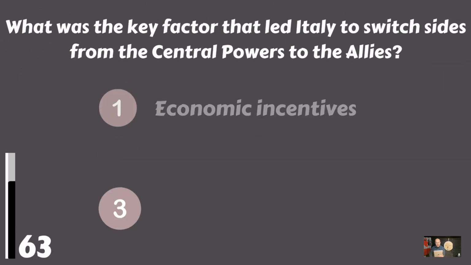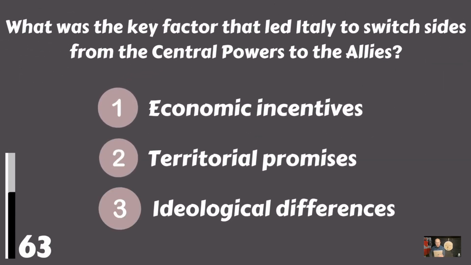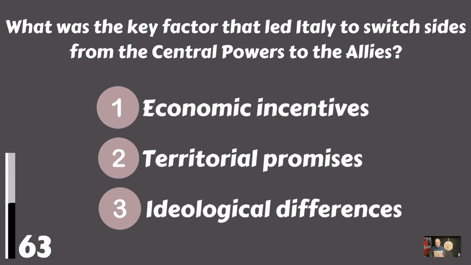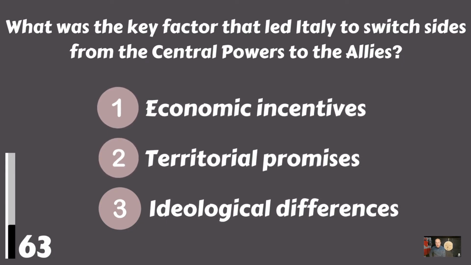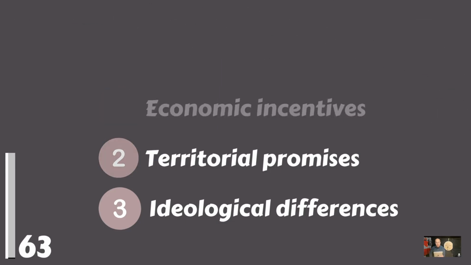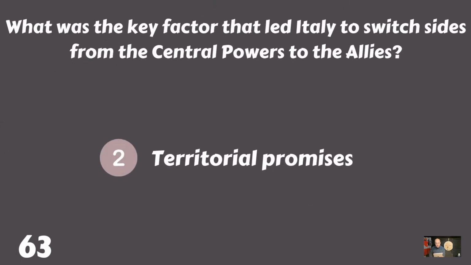What was the key factor that led Italy to switch sides from the Central Powers to the Allies? Economic incentives, territorial promises, or ideological differences? Why did Italy switch sides? It was out of territorial promises.